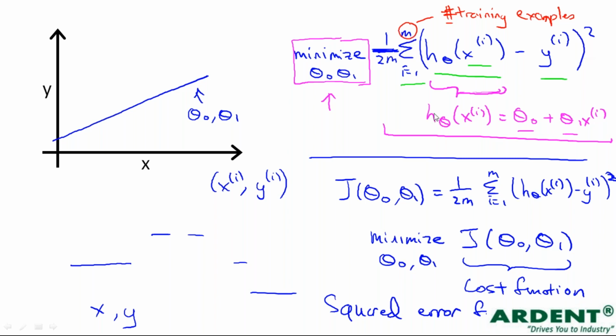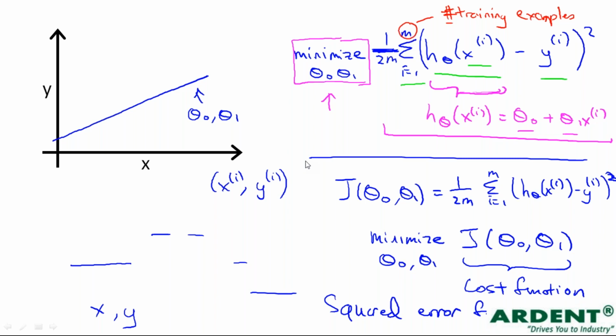So this cost function is 1 upon 2m, where m is the number of data points. So 1 upon 2m, summation from i equal to 1 till m, of h theta x of i minus y of i, whole square. Here h theta x of i is theta 0 plus theta 1 x i. This is the minimizing.